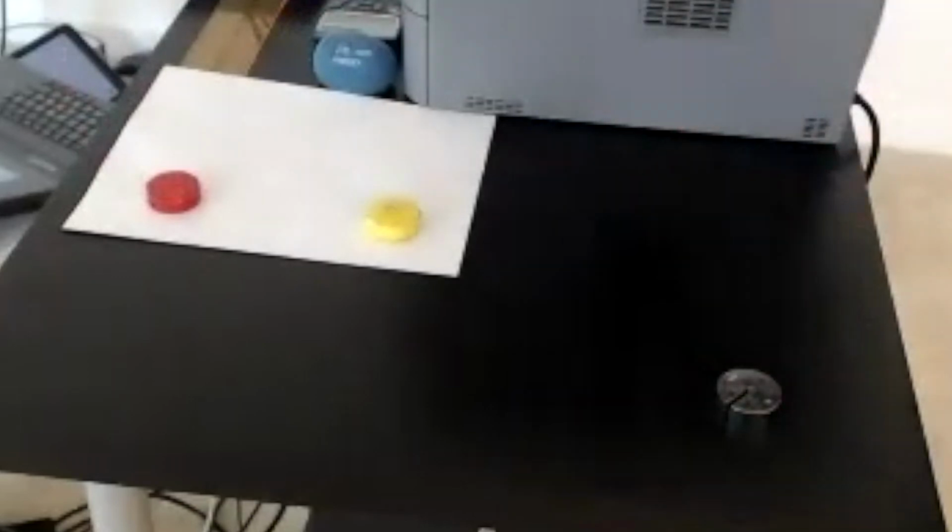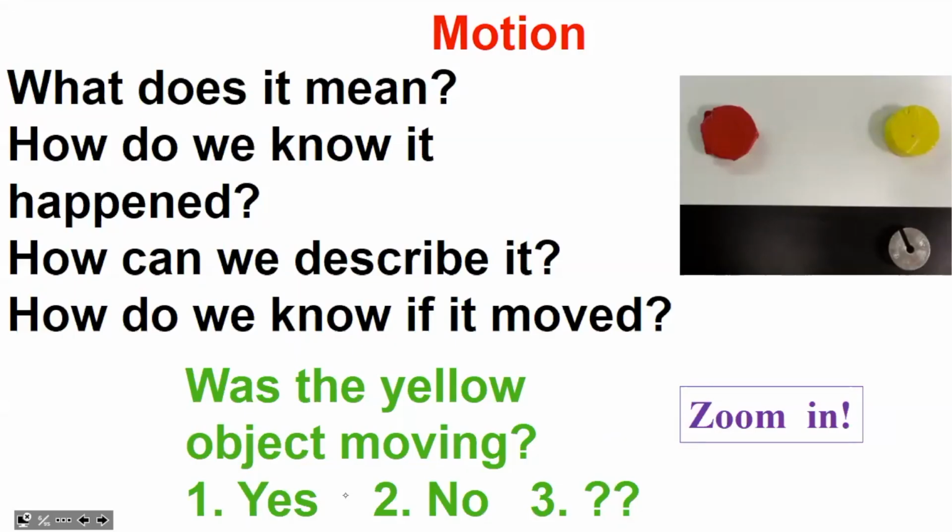That's the experiment. This is the question. Was the yellow object moving? The yellow object. If you think yes, it was moving, you choose 1. If you think no, choose 2. For anything else, you can choose number 3. And I would like someone to tell your personal opinion.